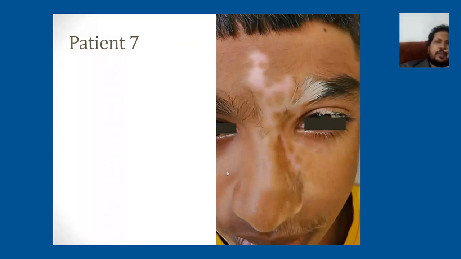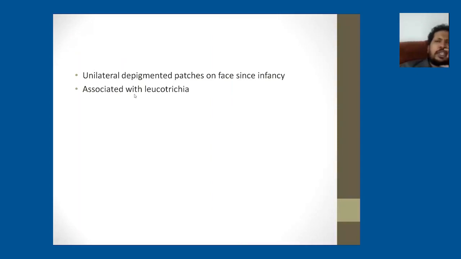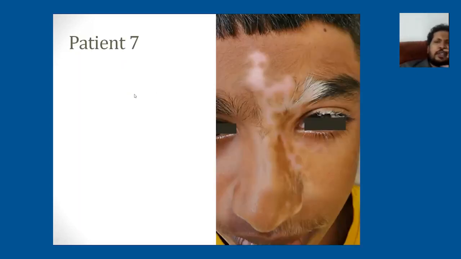So this is the next patient. You might notice it's a unilateral pigmentary problem, right? Which appeared in infancy, and it's associated with leukotrichia. Now you can get depigmentation due to a number of causes, but if it was not present at birth and appeared later on in life, you have to think of segmental vitiligo. There are other causes, obviously, you might be knowing of, like piebaldism, things like Waardenburg syndrome, and so many things can lead to this. So this is actually a segmental vitiligo with leukotrichia.